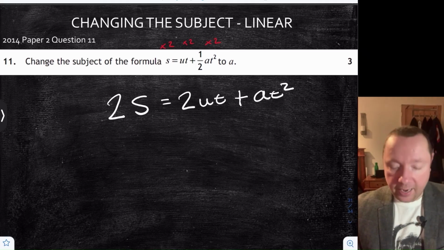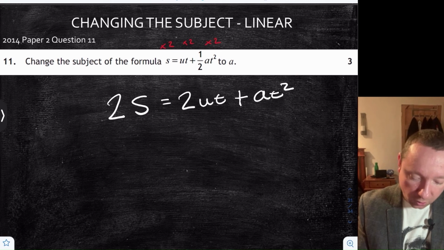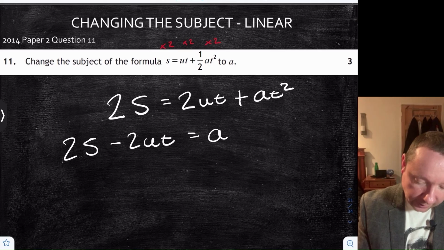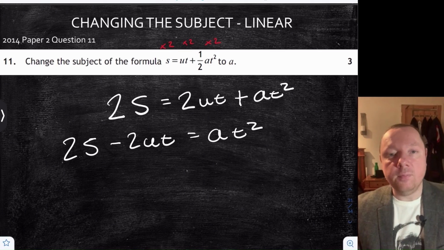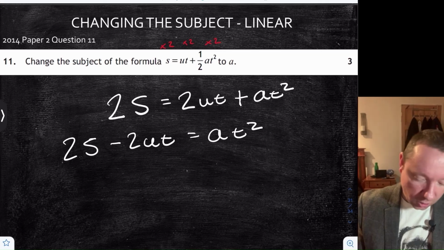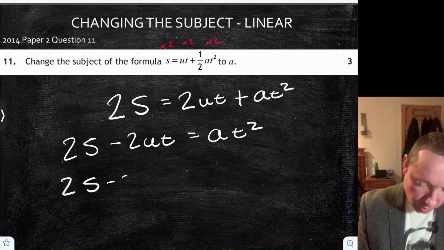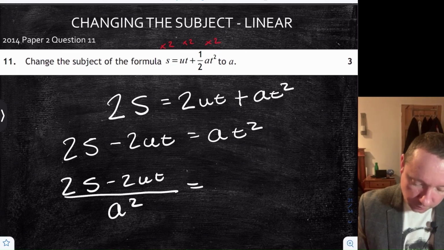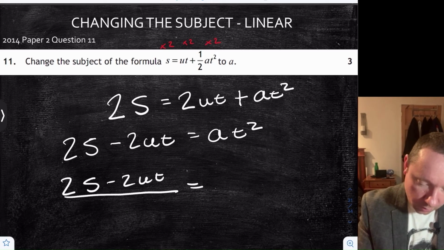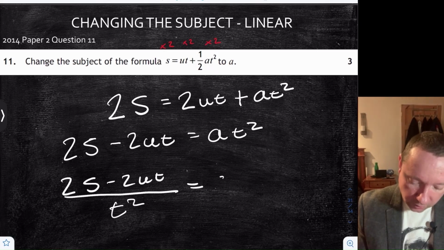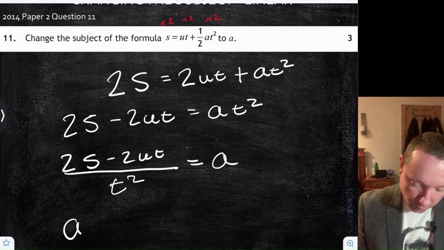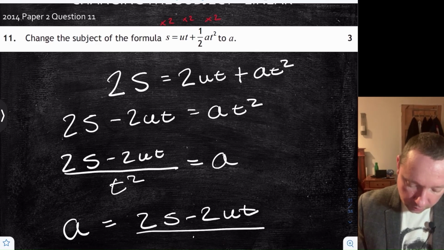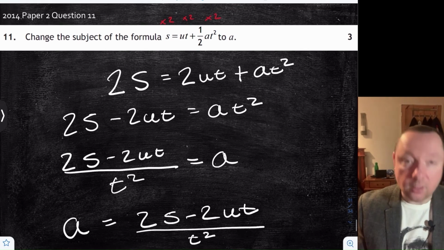Now we have to change this up to a, so taking away the 2ut, because that's not got any a's in it, we get 2s minus 2ut equals at squared. And then dividing by anything attached to the a, so the t squared, we get 2s minus 2ut all over t squared equals a, or to write it round the other way, a equals 2s minus 2ut all over t squared. And we're done there.